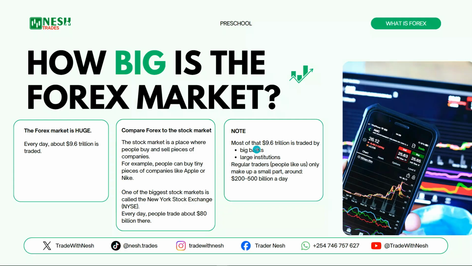And remember, most of that 9.6 trillion in the forex market is traded by big banks and large institutions. All right, so regular traders like you and me only make up a small part of it, around 200 to 500 billion a day.